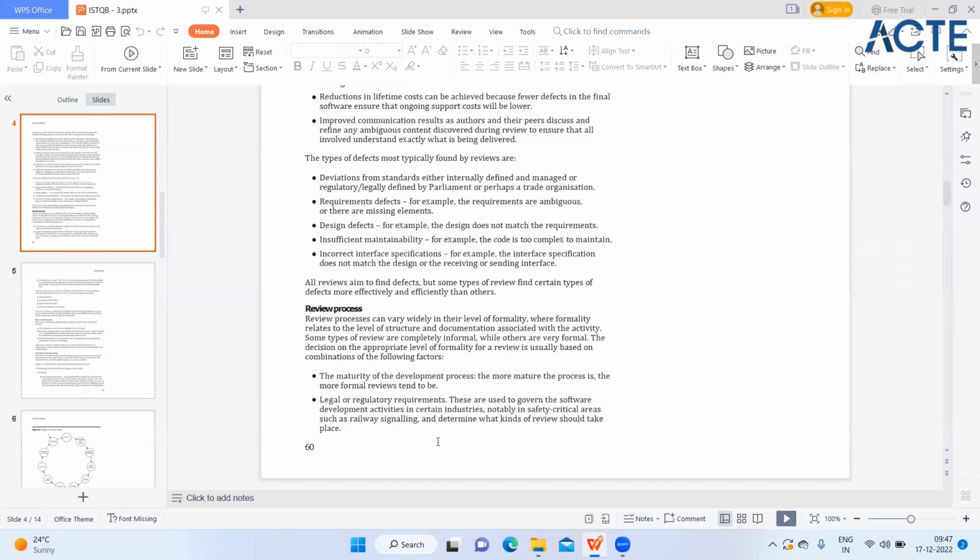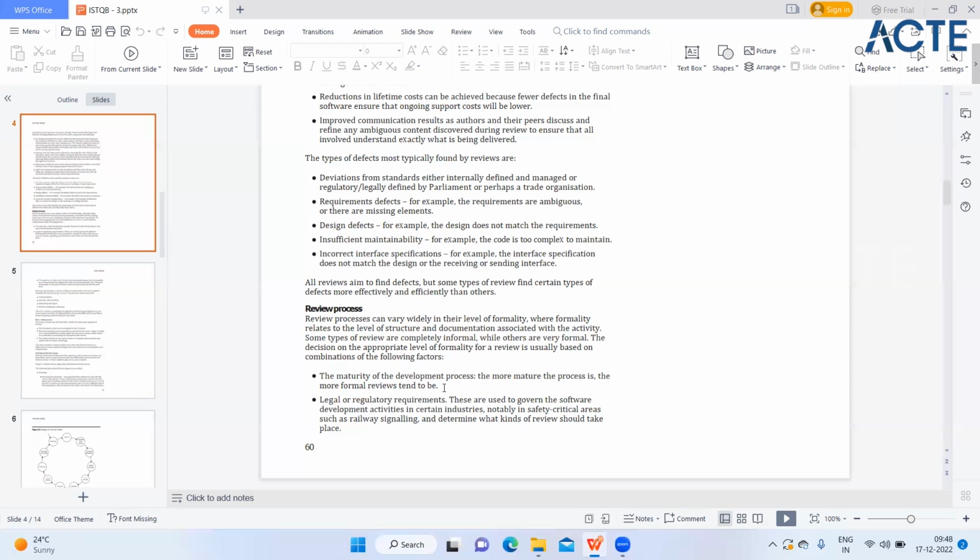Now, the maturity of the development process: the more mature the process is, the more formal reviews tend to be. So as I explained to you, if you invest your time in these kinds of meetings, and if you are properly and formally reviewing everything, then definitely your team is more mature.